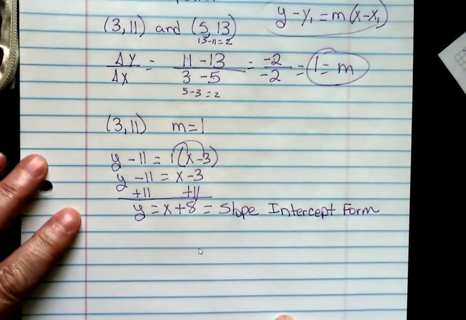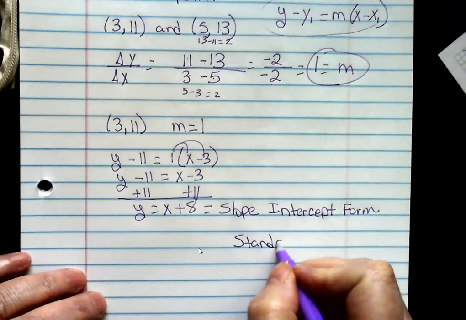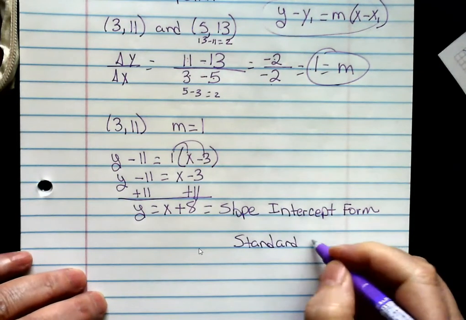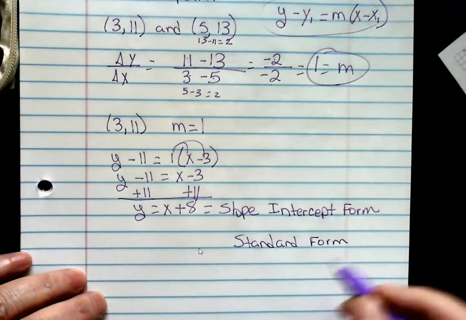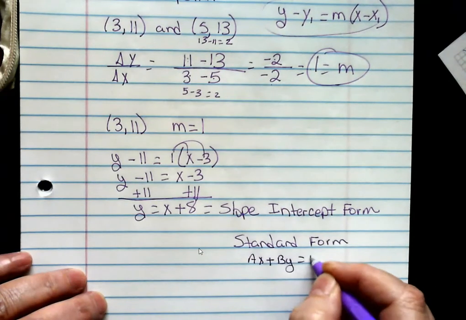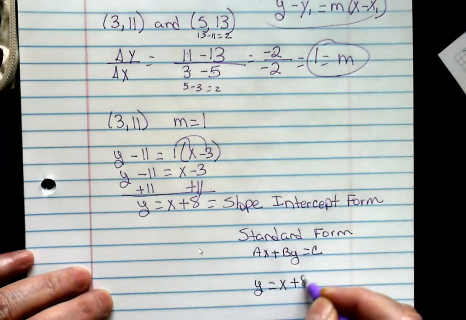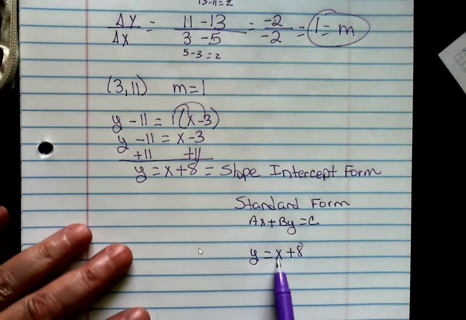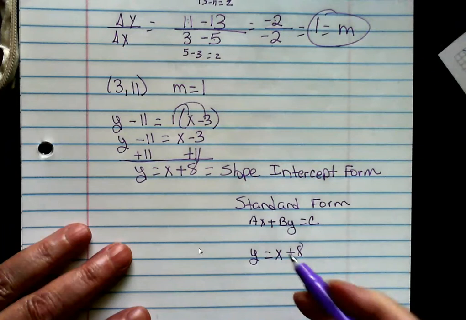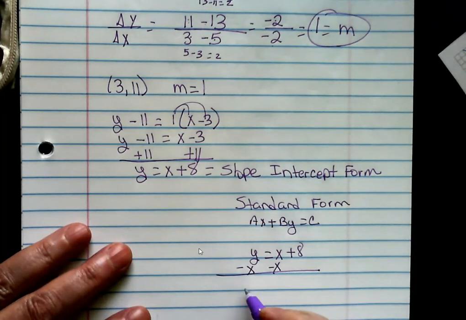Let's talk about standard form. Remember standard form? I don't know why my voice went up like that. It's when you have the x and the y on the same side. So if I have y equals x plus 8 and I want it in standard form, I need to move the x over here. So you just subtract it. Minus x. So you would have negative x plus y equals 8.